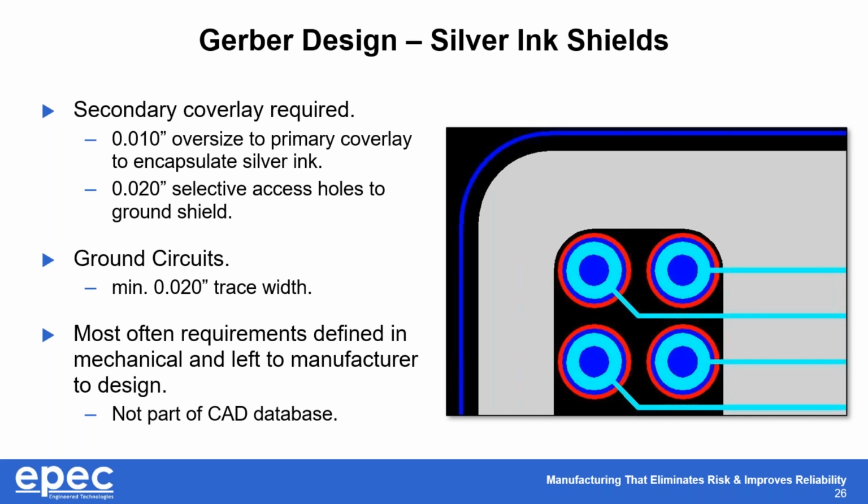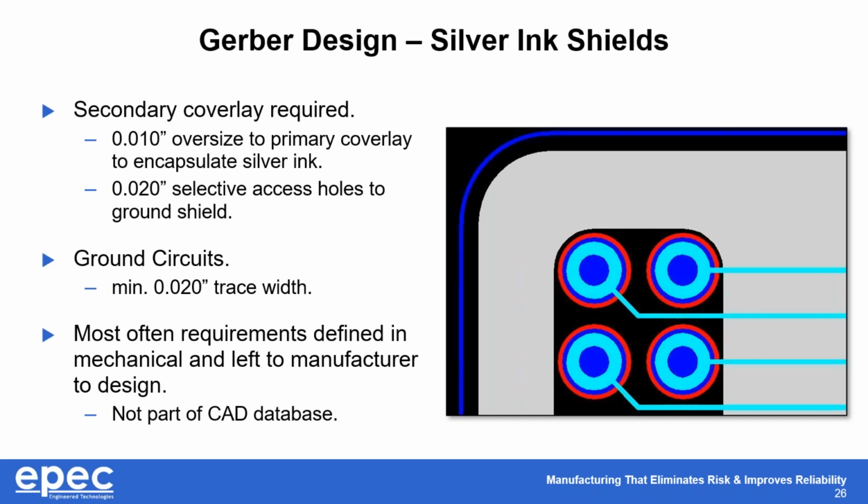We mentioned the need for a ground circuit. Virtually all the flex circuit designs that we see do have inherent ground circuits. They do need to be of a minimum trace width though, typically 20 thou or greater, in order to accommodate the openings in the coverlay that the silver ink is going to flow down into in order to interconnect to the ground.